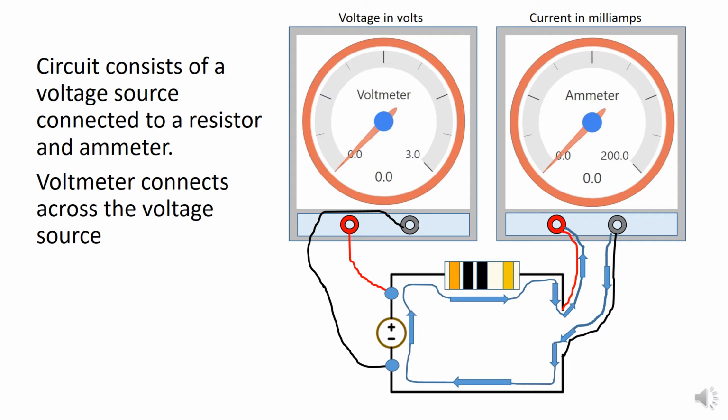Whereas the voltmeter sort of just goes on top, right? The two leads of the voltmeter just connect on top of two points, in this case, the two points that represent the voltage source. What follows now will give you an opportunity to collect volts and amps data for the resistor.